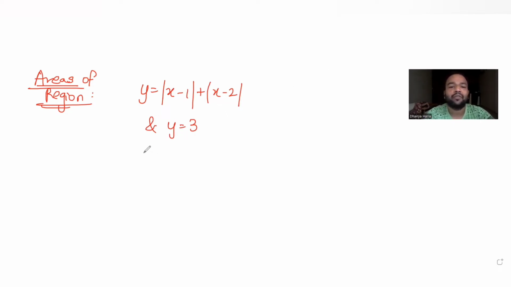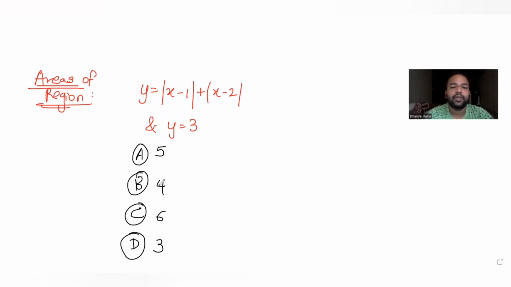We have been given four options: 5, 4, 6 and 3. We need to find out which one of the following is the correct area of the region between these two curves. So first of all, let's understand the two curves.